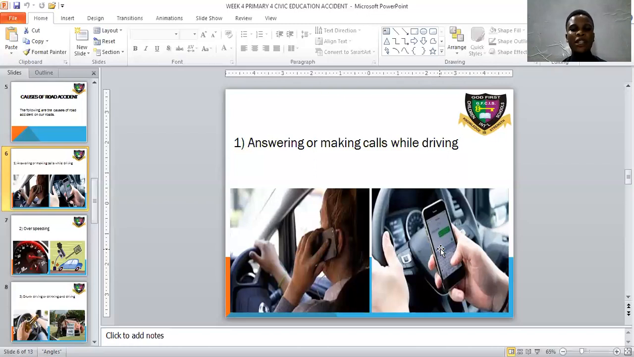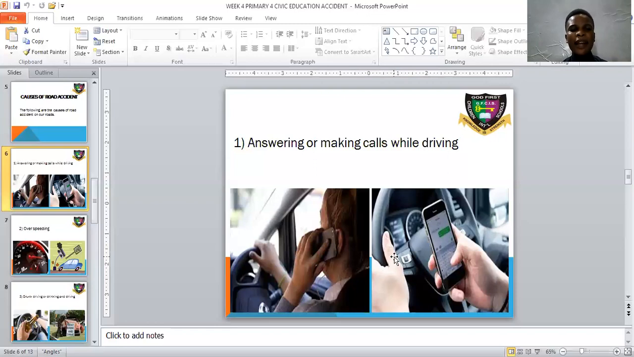Even if you must do this, what you do is what? Is to park. You park. Whenever you are in your daddy's car, and you notice a call comes in and your dad is trying to pick it while driving, you tell him, please, dad, don't pick it. Please, park. You stop the car first. When you stop the car, you pick the call and you move.